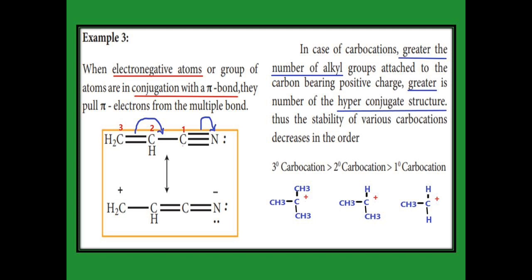The greater the number of alkyl groups present in the carbocation, the greater its power to form hyperconjugated structures. See, a 3 degree carbocation means 3 alkyl groups are present around the carbon, a 2 degree carbocation means 2 alkyl groups, that is 2 methyl groups, are present around that carbon, and a 1 degree carbocation means the carbon contains only 1 methyl group. So here which one has more alkyl groups? The 3 degree carbocation, so it has the greater hyperconjugative structure.